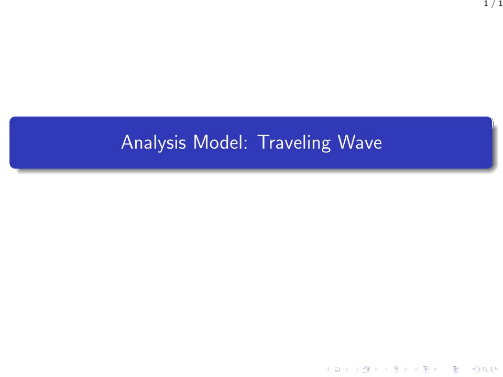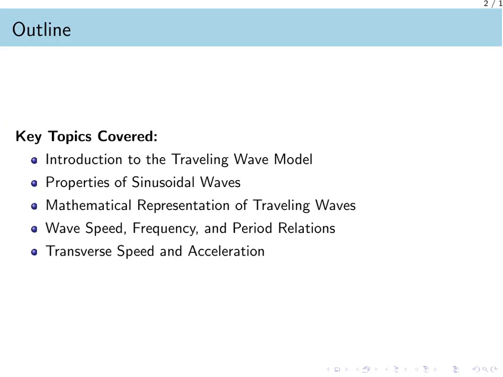Analysis model. Traveling wave. In this session, we will explore the traveling wave analysis model. Our discussion begins with an introduction to how traveling waves function and the specific properties of sinusoidal waves. We will then examine the mathematical representation of these waves, including the relationships between wave speed, frequency, and period. Finally, we will look at how to calculate the transverse speed and acceleration of the individual elements within the medium through which the wave travels.